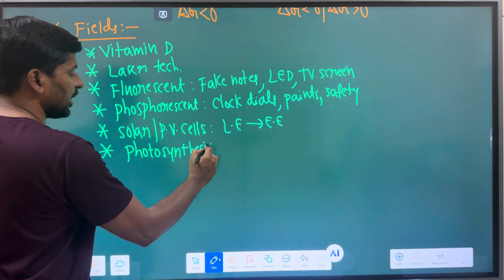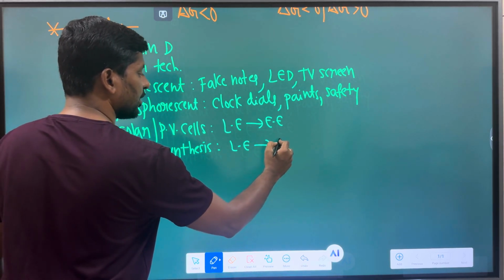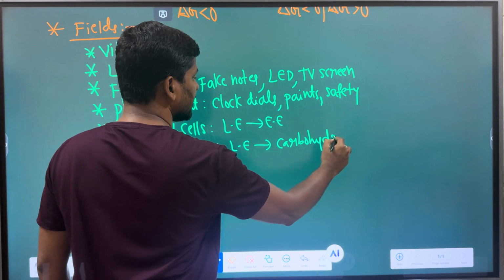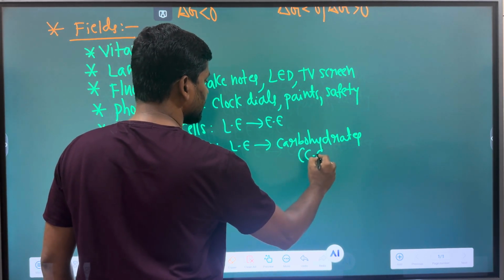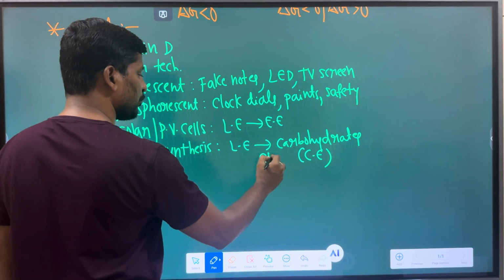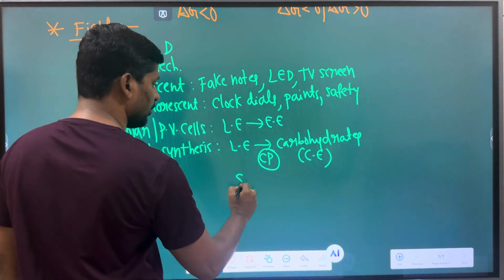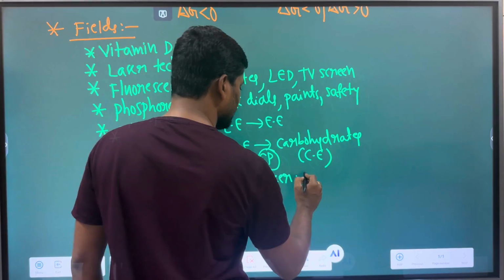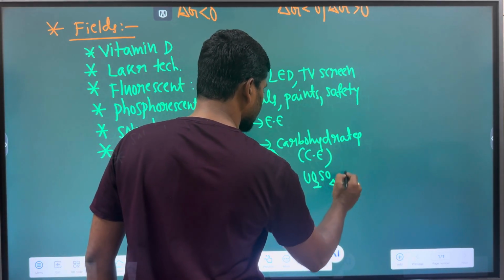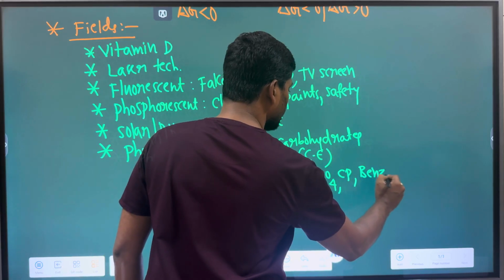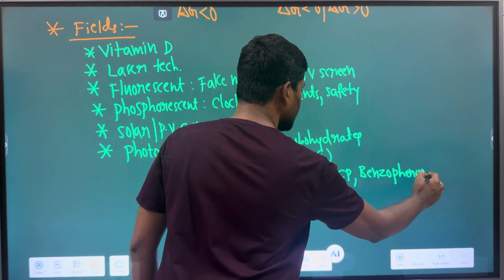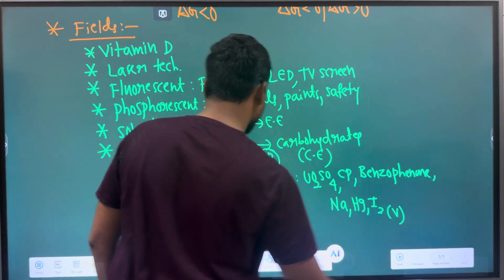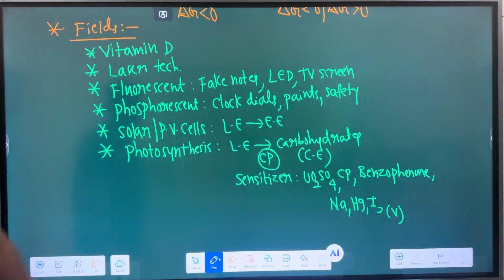We know that in photosynthesis, light energy is converted to chemical energy, carbohydrates, in the presence of chlorophyll. What is the role of chlorophyll? It acts as a sensitizer. What are some examples of sensitizers? Uranyl sulfate, chlorophyll, and most widely benzophenone in organic photochemistry. Sodium, mercury, and iodine vapors we can also use as sensitizers.